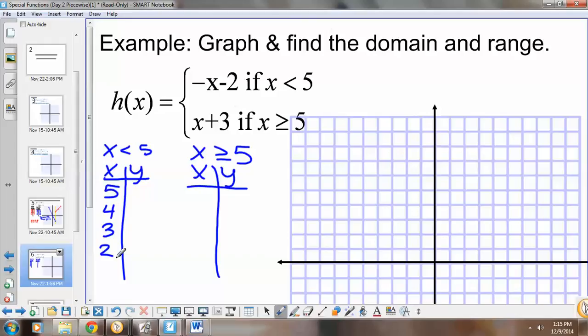Make sure you also have 5 in there. So put 5 into this function. This is the opposite of x minus 2. So the opposite of 5 is -5, and -5 minus 2 is -7. Put 4 in. The opposite of 4 is -4, minus 2 is -6. Put 3 in. The opposite of 3 is -3, minus 2 is -5. Put 2 in. The opposite of 2 is -2, minus 2 is -4. Now when we plot these points, we'll use an open or closed circle at 5, -7.